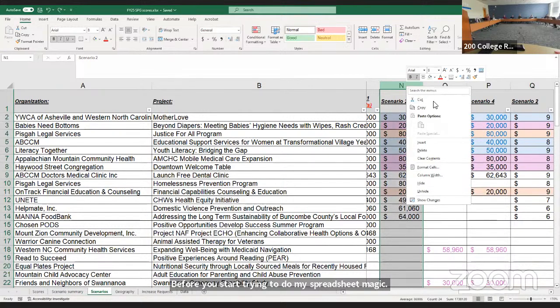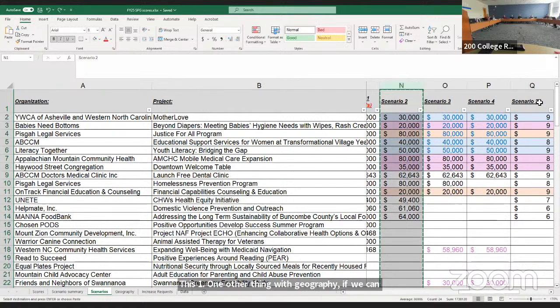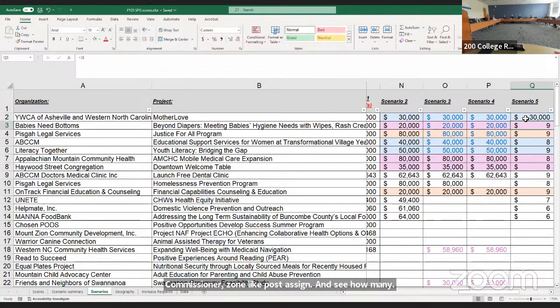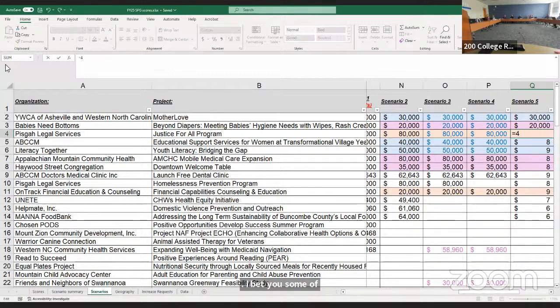One other thing with geography, if we could even have a column eventually, not today, commissioner zone, like assigned, and see how many. What's that called? It's not zone, it's district, which is District 1 and troublesome because they keep changing the district. Maybe the question should be Asheville City versus Buncombe County. Because I bet some of these organizations could even provide percentages from the people that they serve, especially these larger organizations that probably keep collecting that data.